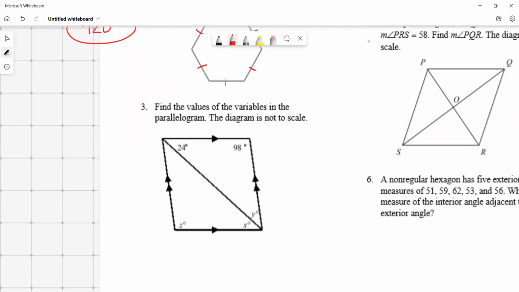Find the values of the variable in a parallelogram. The diagram is not to scale. All of these alternate interior angles are congruent to each other, and these opposite angles are also congruent to each other. So this 24 right here is the same as this x. So your x is equal to 24.